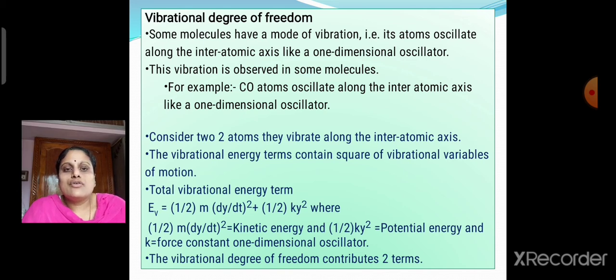Here half m v square, or half m (dy/dt) whole square, represents the kinetic energy and half k y square represents the potential energy. Here k is the force constant. The vibrational degree of freedom contributes two terms to the energy.